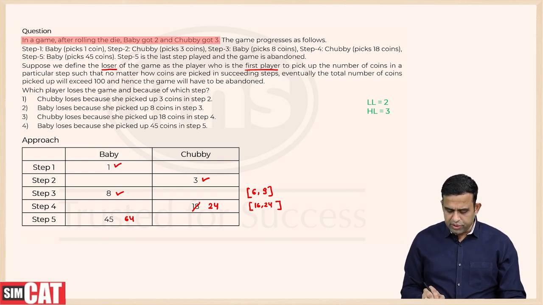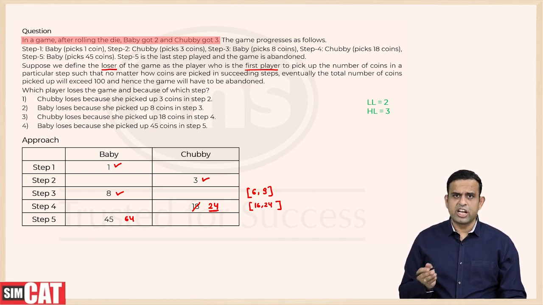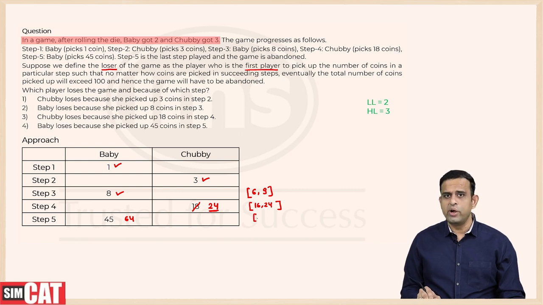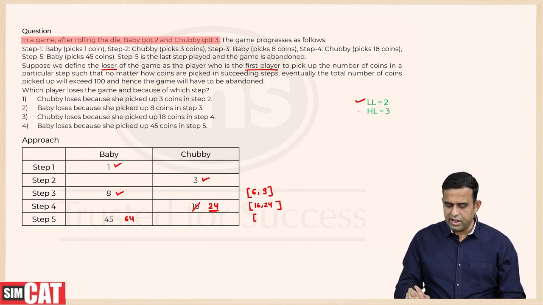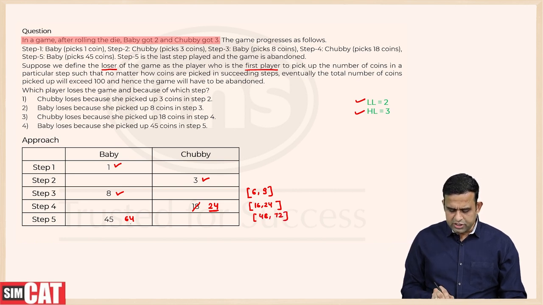So for that to happen, since I assume that 24 has been picked by Chubby over here, the number of coins which can be picked by Baby could range from 24 into 2 to 24 into 3, because LL and HL happen to be 2 and 3. So between 48 and 72, which means that this 64 can be easily picked up by Baby in step number 5, and as you can see, we are getting into a win situation.